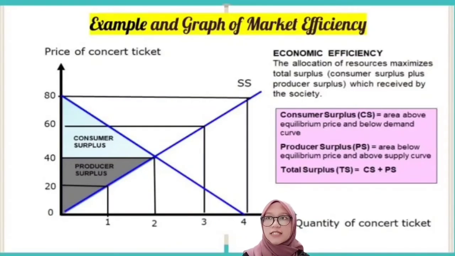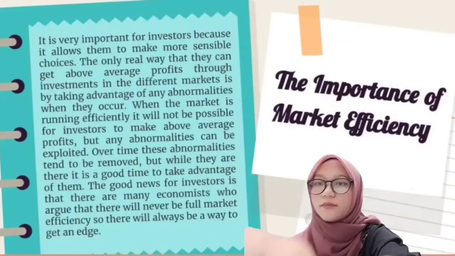From the graph, we can see the area above the equilibrium price and below the demand curve is called consumer surplus, and the area below the equilibrium price and above the supply curve is called producer surplus. So the equilibrium price is 40 ringgit as we can see, and the equilibrium quantity of concert tickets is 2. So when we want to calculate, the total surplus is consumer surplus plus producer surplus.